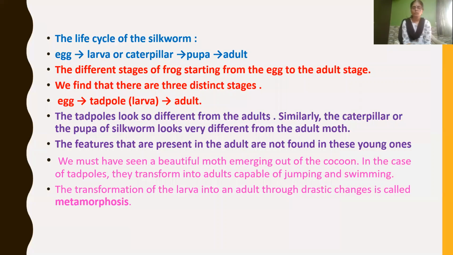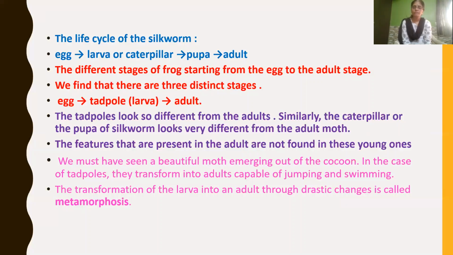And from this, what we understood is that the life cycle of the silkworm includes 4 stages, that is egg, larva, or we can call that a caterpillar. That larva develops into a pupa, then the pupa into an adult. The different stages of the frog start from egg to adult stage. That is, we can see 3 distinct stages in the development of the frog: egg, tadpole, where the tadpole is what we call the larva, and then the adult.